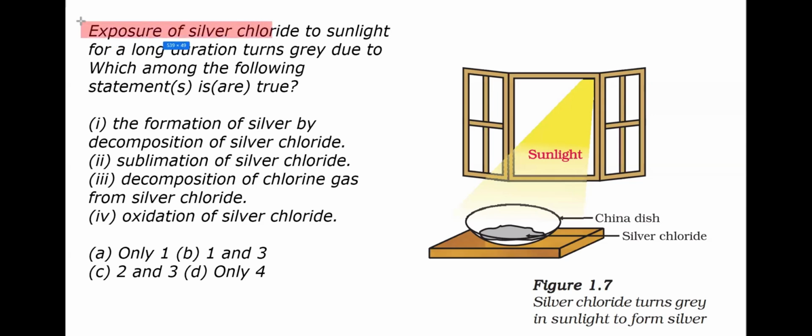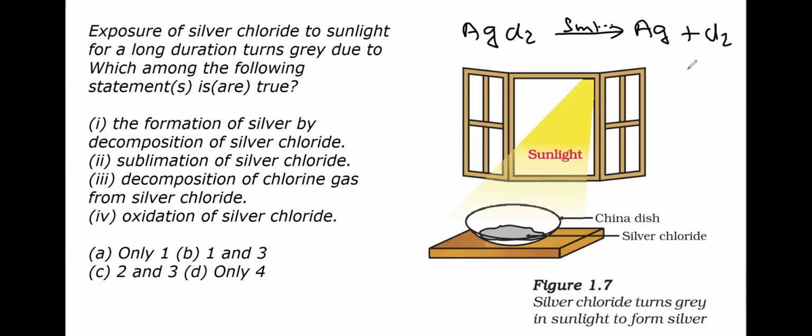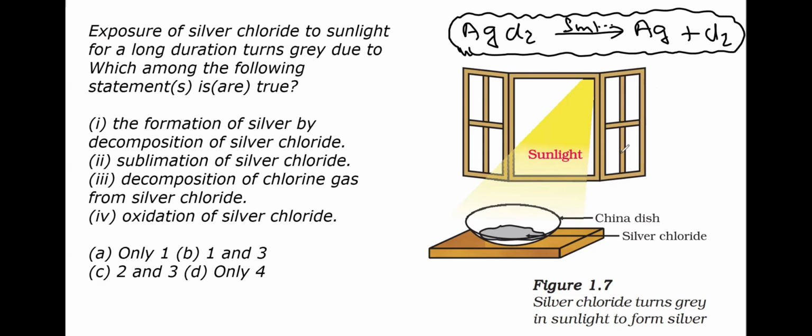In this question, it says exposure of silver chloride to sunlight for a long duration turns it gray, due to which of the following reasons? As you can see in the diagram, silver chloride is taken, and silver chloride is AgCl. So when sunlight is exposed on it, what happens? It decomposes to form silver, and chlorine gas is released.